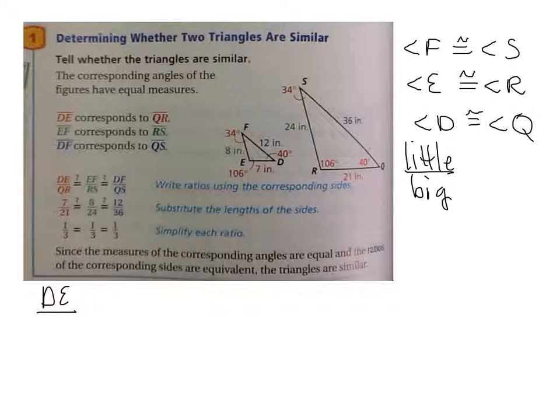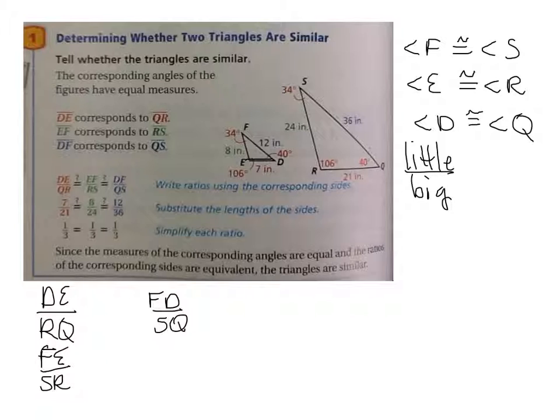Okay, so what side on the big one, the big triangle, corresponds to DE? Good. What corresponds to, let's see, we did DE. What corresponds to FE? Good, SR does. And what corresponds to FD? Okay, now this is all easy and dandy because are they situated the same? Yeah, it's just like a slide over.